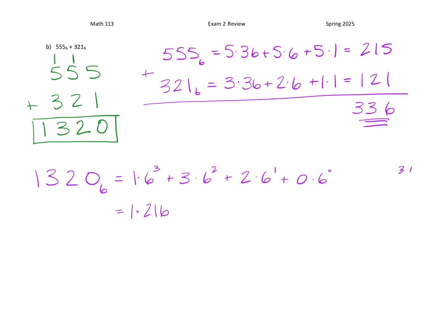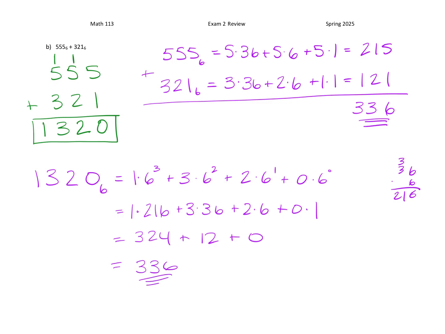You can write it out if you need to. 36 times 6. 6 times 6 is 36. 6 times 3 is 18 plus 3 is 21. So 216. Okay, plus 3 times 36 plus 2 times 6 plus 0 times 1. So 3 times 36, we know that's 108. So 216 plus 108 is 324 plus 12 plus 0. So that is 336. Check.